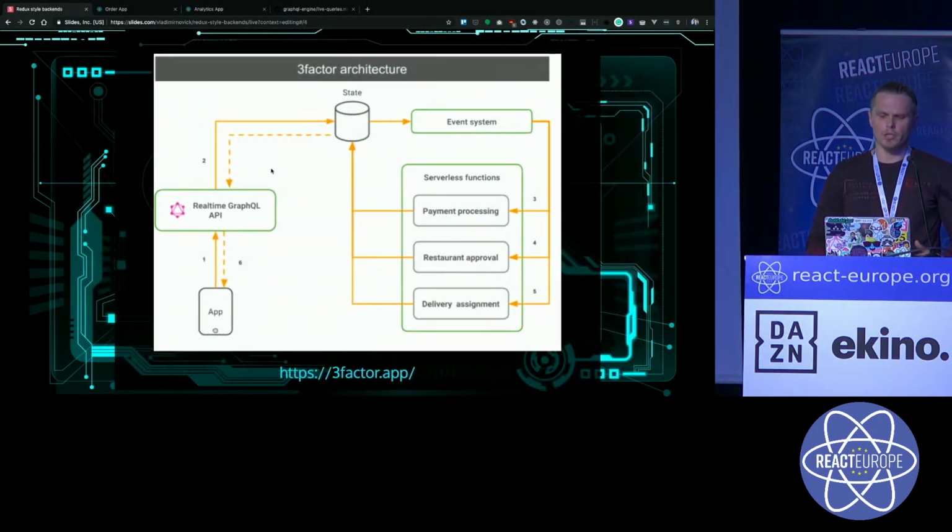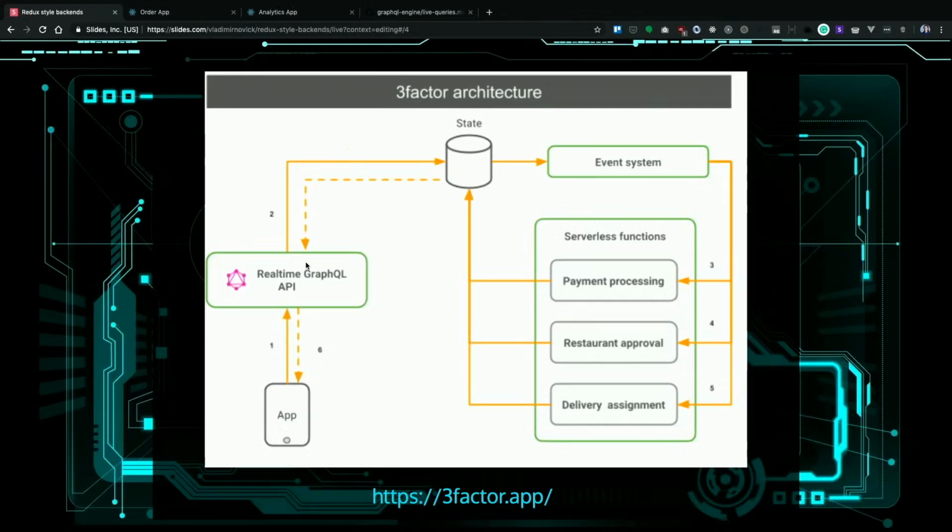Now, three-factor app architecture is kind of similar to the Redux mental model, but for the whole architecture stack. So you have your app, you have a real-time GraphQL API endpoint, which is real-time because of the subscriptions, and you have your state stored in a database. Now you have some kind of eventing system that triggers your serverless functions, which are pure by default, and it means they will be sort of like your reducers that will update your state eventually, and because of subscription, everything will be propagated back to our front end or our mobile app.